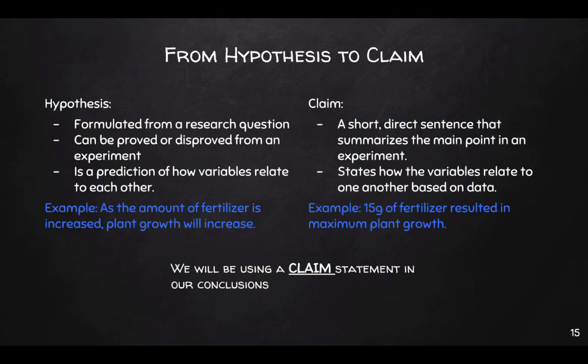Now that we've collected our data, we can look back at our hypothesis and create a claim to answer our question. Our hypothesis was created before we knew our results. While you could have a good or bad hypothesis, you can't really have a wrong one. And now that we've collected our data, we can formulate our claim. That means our claim is 15 grams of fertilizer results in maximum plant growth. Wow, that was a short and direct sentence that summarized the main point of our experiment.